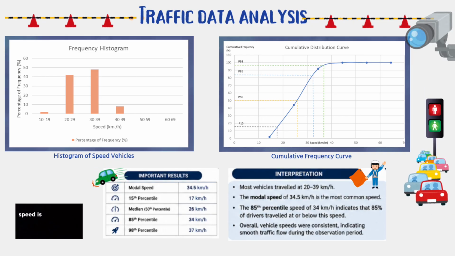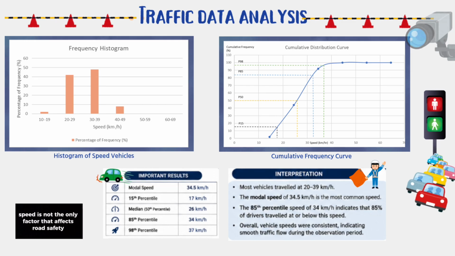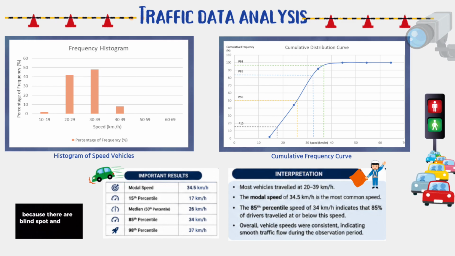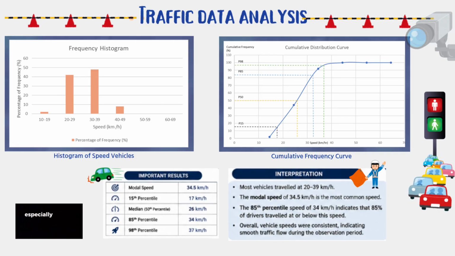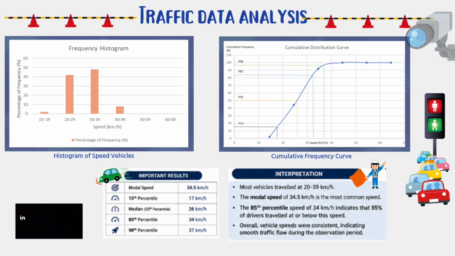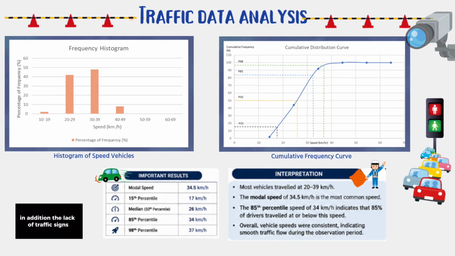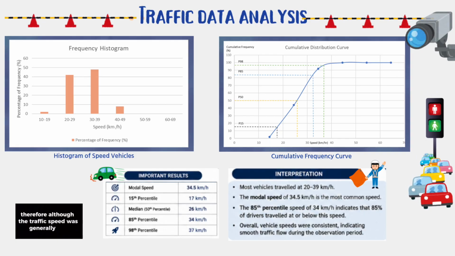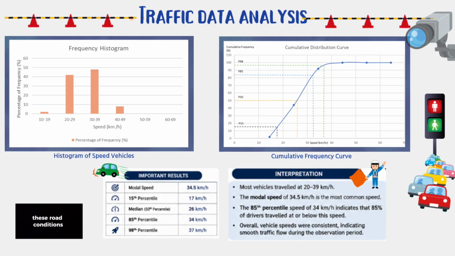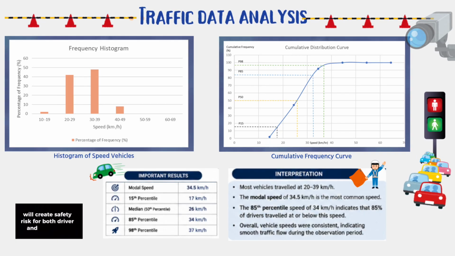However, speed is not the only factor that affects road safety. Because there are blind spots and poor street lighting, drivers may not be able to see pedestrians clearly, especially those using illegal crossing points. In addition, the lack of traffic signs may make drivers less aware of possible hazards. Therefore, although the traffic speed was generally safe, these road conditions still create safety risks for both drivers and pedestrians.